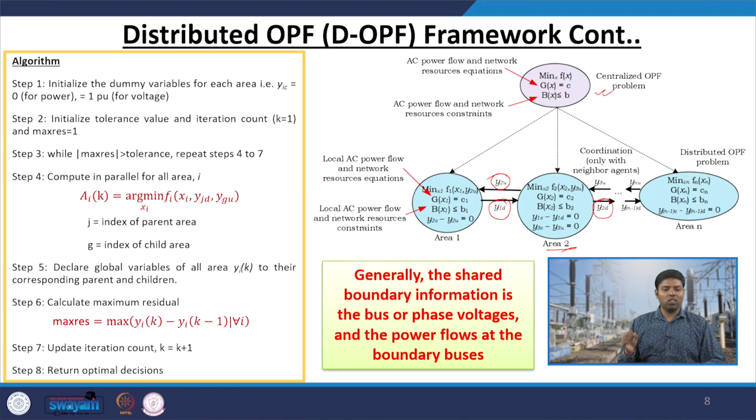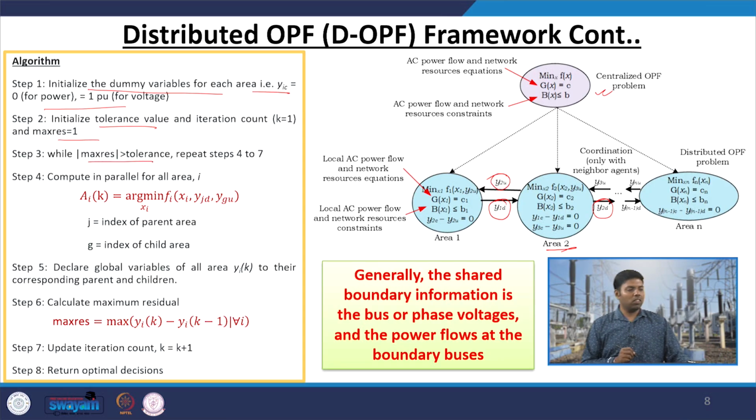So, first, how to start this algorithm? Initialize the dummy variables with power equal to 0 per unit and voltage equal to 1 per unit. That means you have to start your optimization, right? Locally, you cannot communicate until you have something at hand. So, first each local controller will assume that they have 0 power sharing with their neighbors and the voltage at the boundary buses is 1 per unit. With this value you start your iteration, till your residual calculation is greater than the tolerance. Then you repeat step 4 to step 7.